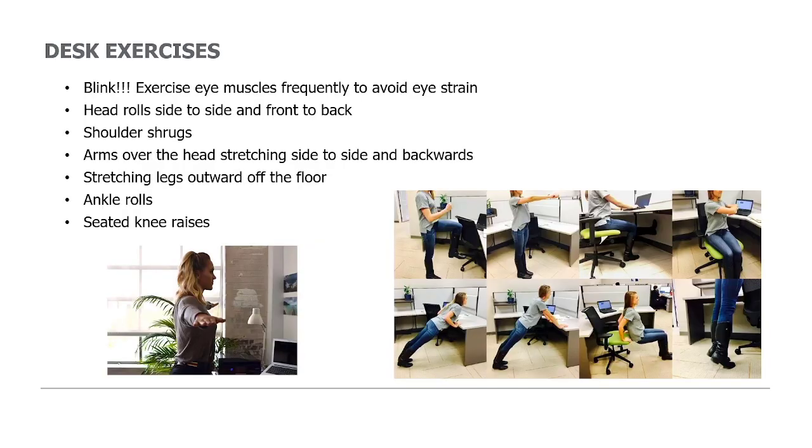Here are some exercises, and we give you a variety of different ones. Here's the thing to keep in mind: they're low impact, low stress on the body. The other thing too is to blink with your eyes. Exercise those eyes. Look out at something very far away, then bring your distance in. Look up, look down, look to the right, look to the left. Do some head rolls, side to side, front to back, shoulder shrugs, and arm overhead stretches, side to side and backwards, for example.